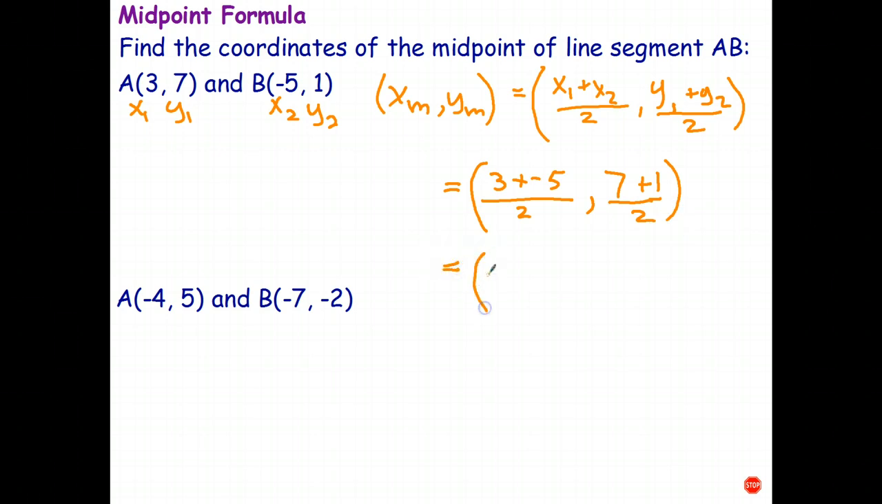and 3 plus -5 is -2. -2 divided by 2 is -1. 7 plus 1 is 8. 8 divided by 2 is 4. So the coordinates of the midpoint of the line segment AB is -1, 4. Okay, I want you to try this one, so stop the video, find the coordinates of the midpoint of this line segment AB, and then start the video and you can check your answer.